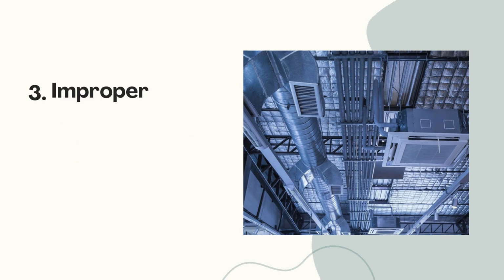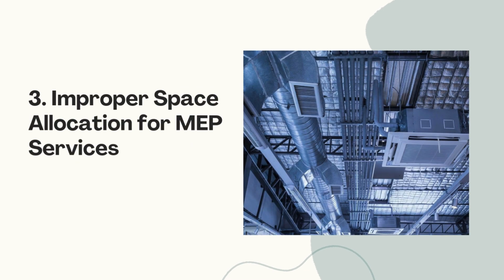Third point is improper space allocation for MEP services. That means designers often forget to consider the space needed for ducts, cable trays, or pipes in shafts or in the ceiling. Then what will be the result? Everything clashes during the installation. Also, the mounting heights of electrical DBs, panels, HVAC units, and wall mounted equipment are often missed or not clearly marked. How to avoid this?